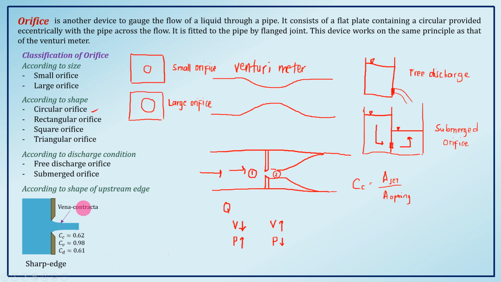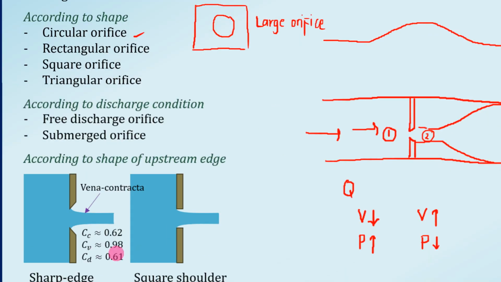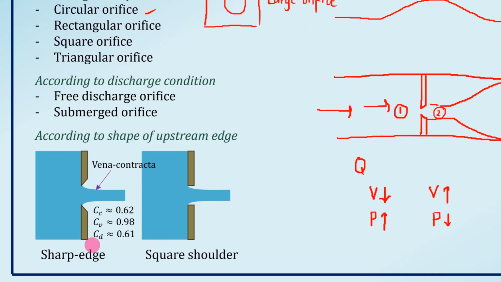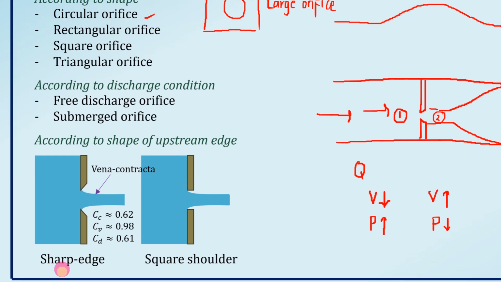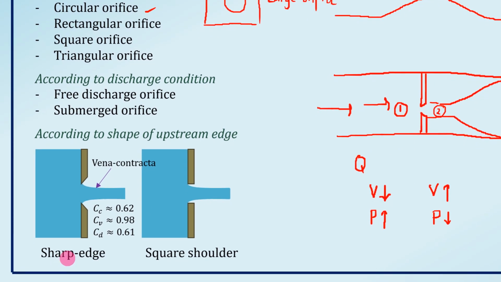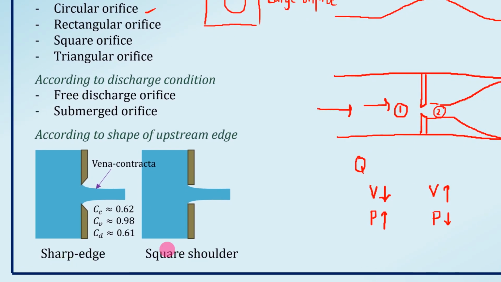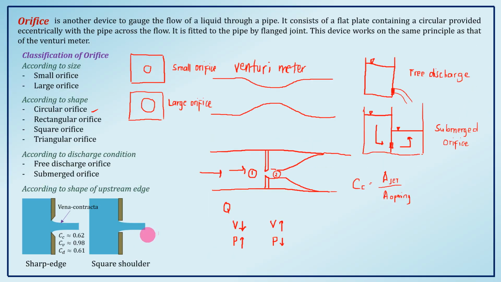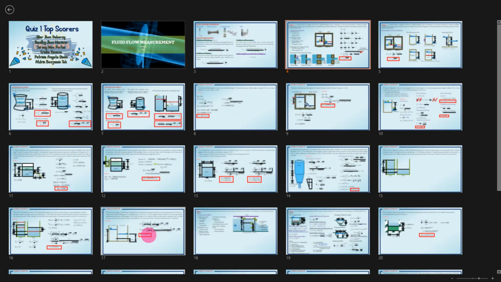Okay, so, vena contracta. Moving on, we have another shape of the upstream edge, the square shoulder. As you can see in the figure, they have the same flow. Whether we use a sharp edge or a square shoulder as the orifice, the flow will be the same. Meaning, the values of CC, CV, and CD will be the same. So, their values are already given.